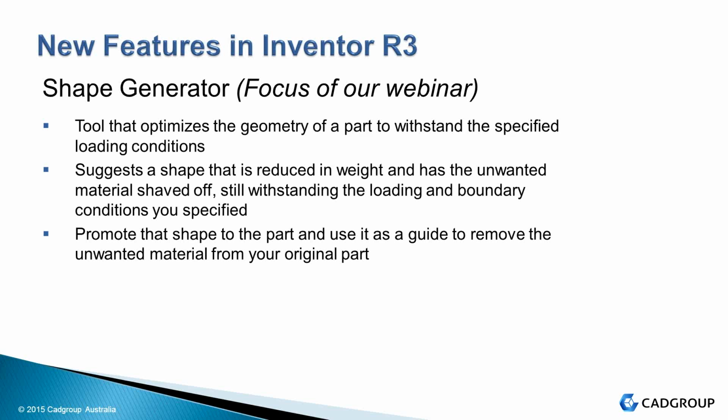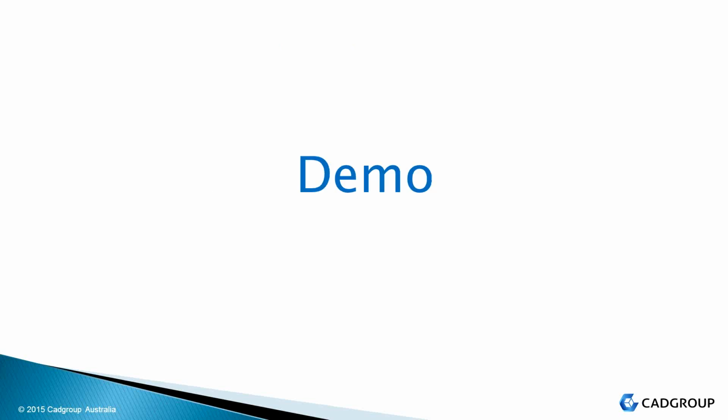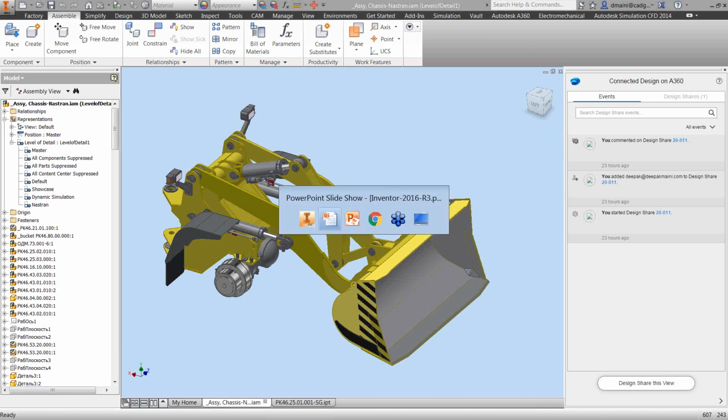So it's basically making it a lightweight model and still able to withstand the loading condition and the boundary condition that you have specified. Once you've got the optimized shape, you can then promote that into your part environment and use that as a guide to remove the unwanted material. So basically, without further ado, let's actually get into Inventor and have a look at this stuff.